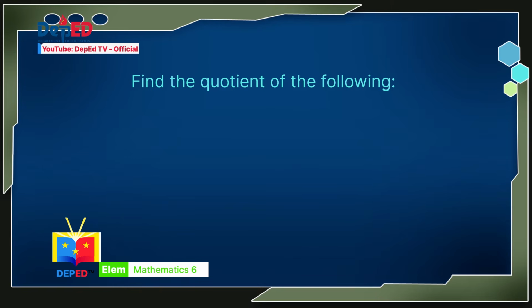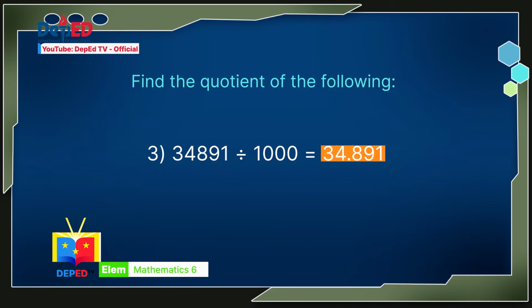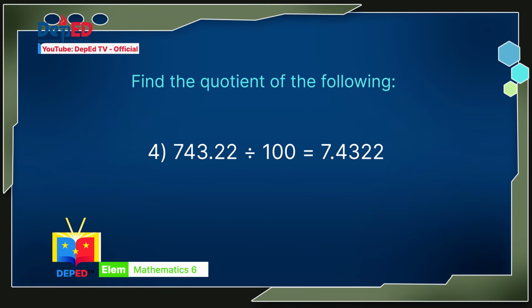Let's check now your answers. Number 1, 890 and 8/10. Number 2, 76 and 51 hundredths. Number 3, 34 and 891 thousandths. Number 4, 7 and 4,322 10,000ths. And number 5, 545 and 1/10.